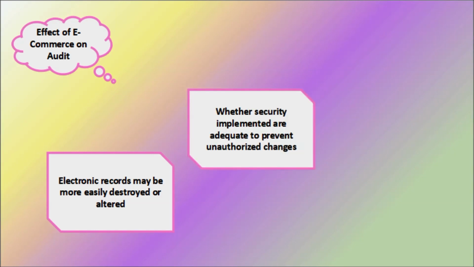Second, the auditor considers whether the entity's security of information policies and security controls as implemented are adequate to prevent unauthorized changes to the accounting system or records or to systems that provide data to the accounting system.